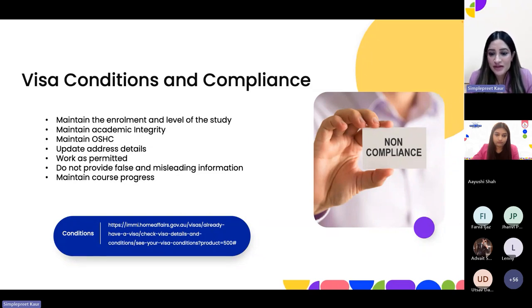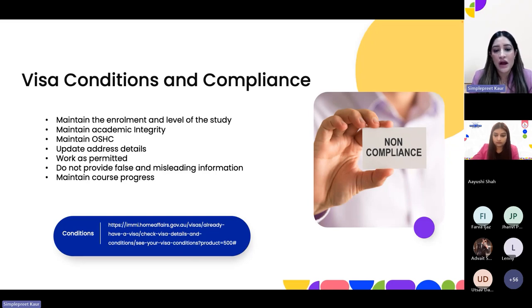Work as permitted. You cannot work more than you're permitted on a student visa, because this can lead to cancellation as well. On the student visa, you can only work 48 hours per fortnight, so this is the limit or work limitation on the student visa until you're exempted.